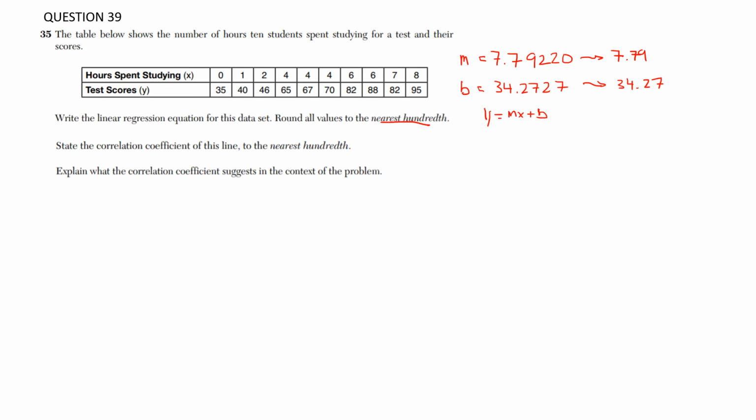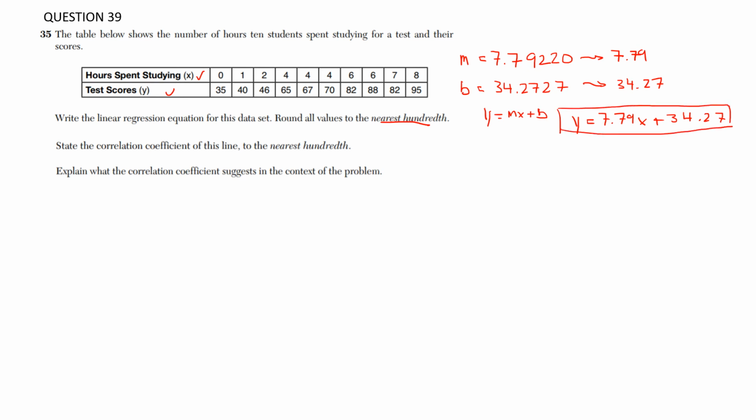Now in this case, the independent variable is x and the dependent variable is y, so this is fine. But just pay attention to these variable names just in case you have to change it. But this is fine, so we have y equals 7.79x plus 34.27. That solves the first part.